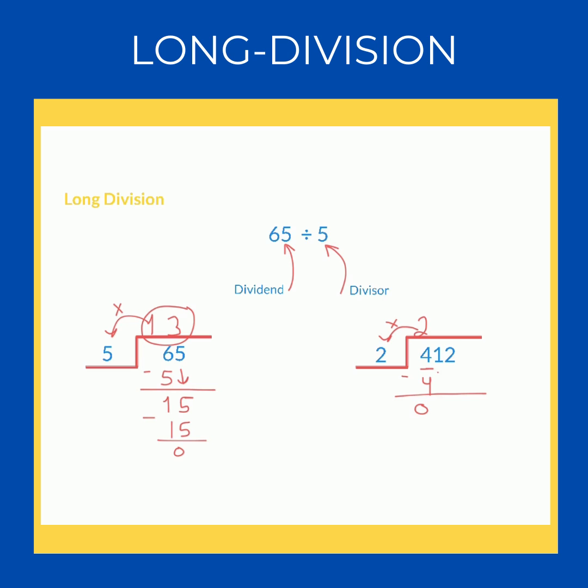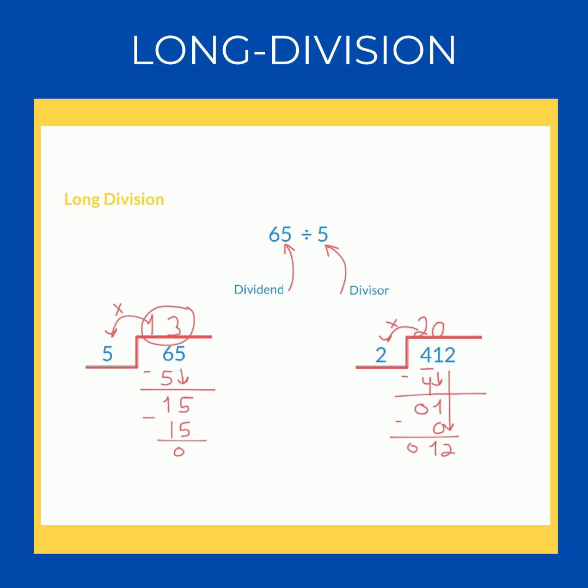Now I will move down the 1, so here I have 1. Again, I need to think of a number that, when I multiply it by 2, will give me 1. So I don't have a number like that, so I will write down a 0, because 0 times 2 is 0, and 0 is closest to 1. Now I will subtract. Here I have 0, 1 minus 0 is 1, and I will move down the 2.